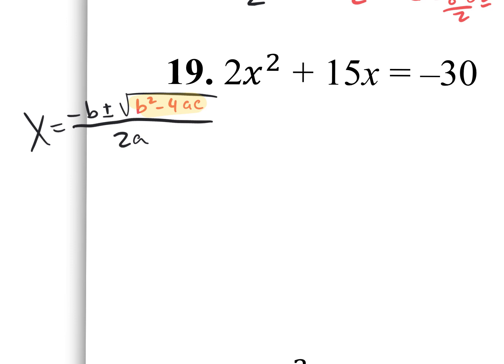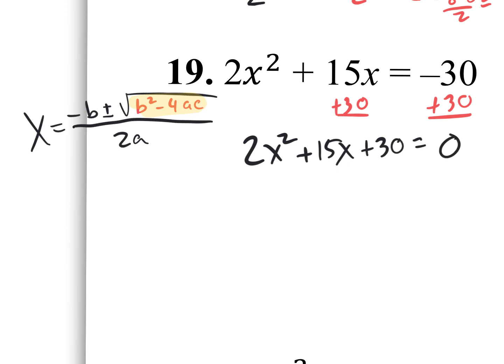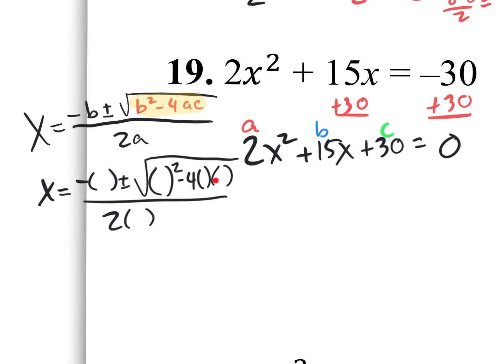So number 19, let's set it equal to 0 by adding 30, rewriting it, 2x squared plus 15x plus 30 equals 0. Now you know that your A value is 2, your B value is 15, and your C value is 30. Let's say I did want to solve using the quadratic formula. I recommend rewriting it, but with parentheses. That way you could plug in your B value of 15 right here and here. Plug in your A value of 2 right there, and your C value of 30 right there.